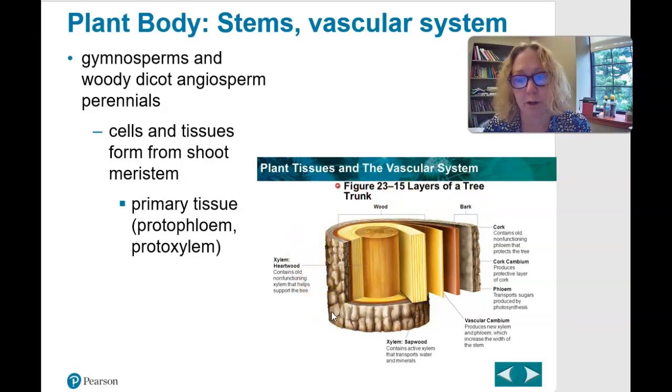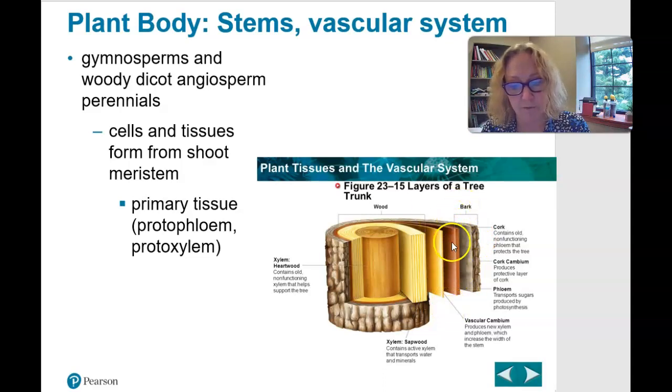The outside of a tree is called bark. Of the bark, you have a cork layer, which basically is just non-functioning phloem that protects the tree. It's just dead straws on the outside protecting the tree. The cork cambium right here protects the layer. It's like a second layer of protection.